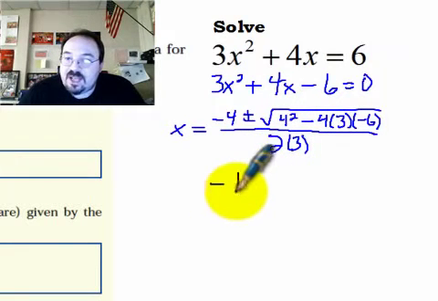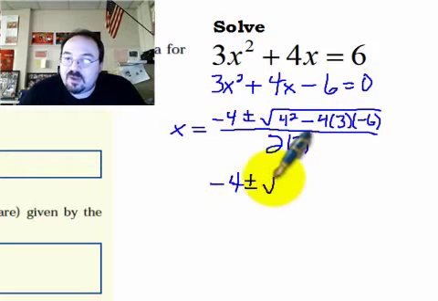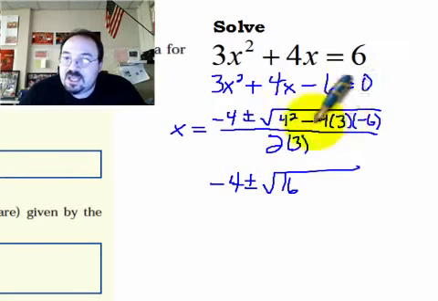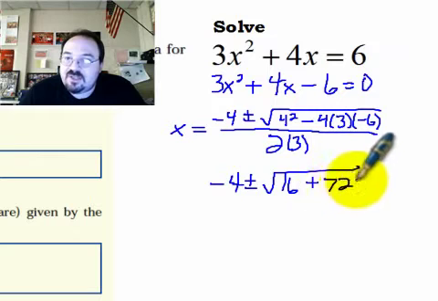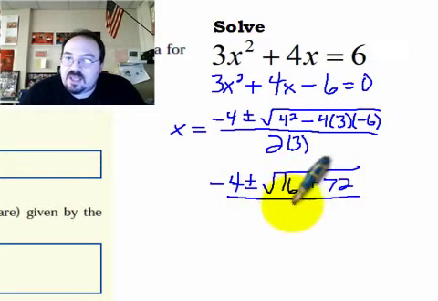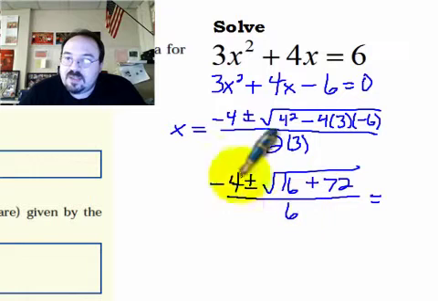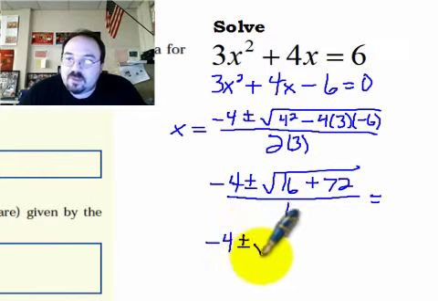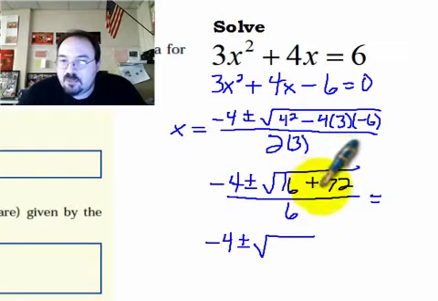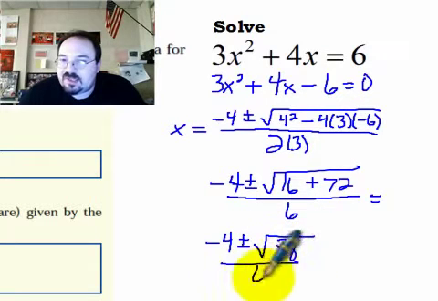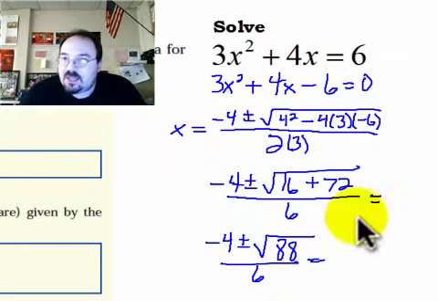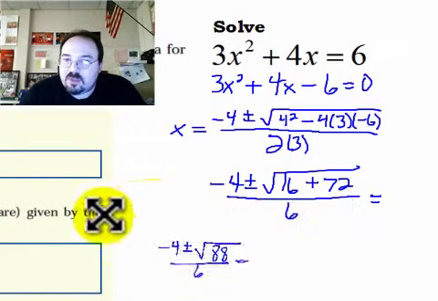And I just simplify a few steps at a time. So on the inside I get 16, and this is going to be 12 times 6. I believe that's going to be 72, and it's going to be positive 72, and then over 6. And then that gives me negative 4 plus or minus the square root of 16 plus 72, that's going to be 88, over 6. I'm running out of room here, so let me move this over.